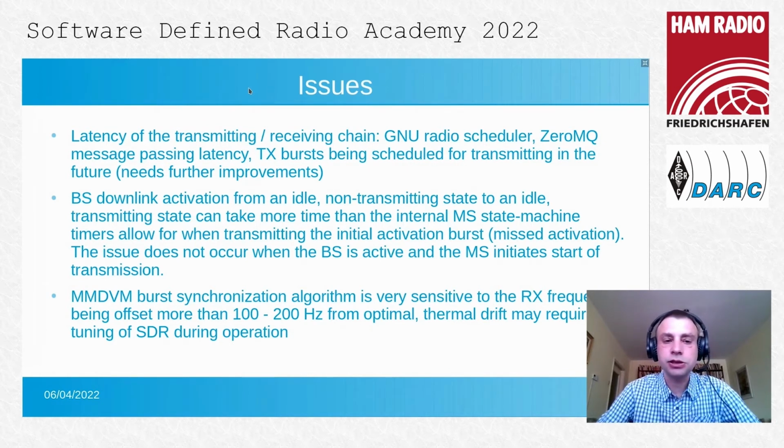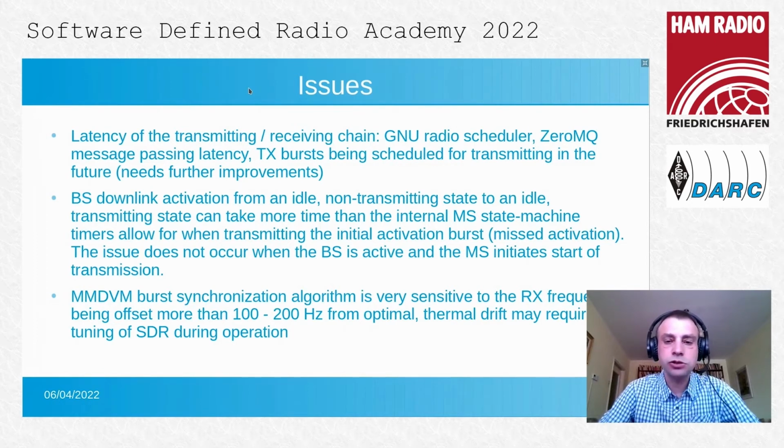And another issue, which is quite important but not fatal to our use case: the base station downlink activation from an idle non-transmitting state to an idle transmitting state can actually take more time than the internal mobile station state machine timers allow for. So the mobile station has an internal timer. In order to access the base station and get it to switch to an active mode, basically transmitting both time slots so the mobile station can synchronize to the time base, the mobile station will first transmit an access burst.